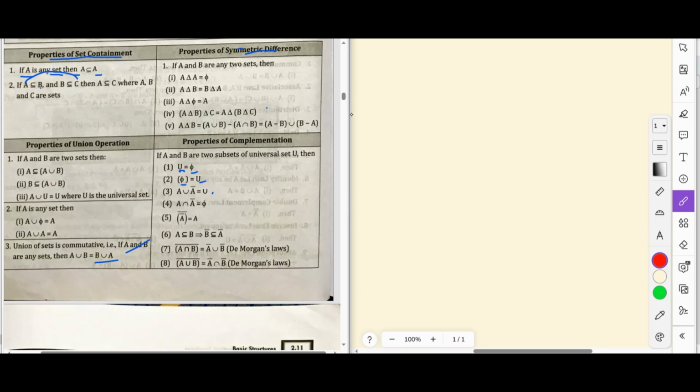Then (A intersection B) whole dash will be A dash union B dash. Then (A union B) whole dash will be A dash intersection B dash. So these are the De Morgan laws.